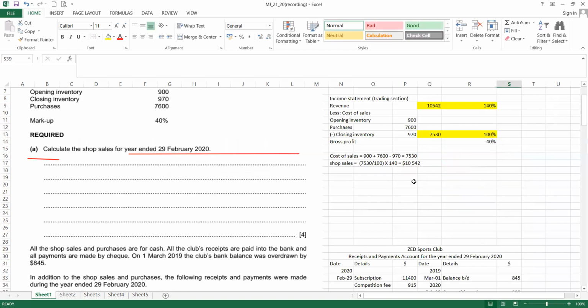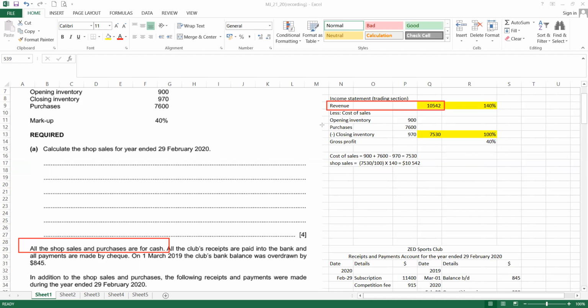Okay. Don't forget, in the sentence they say all shop sales and purchases are for cash. It means that the amount that we calculated, 10542, is income. That means we receive money, so we put it into the debit side, whereas purchases, this amount goes in the credit side.